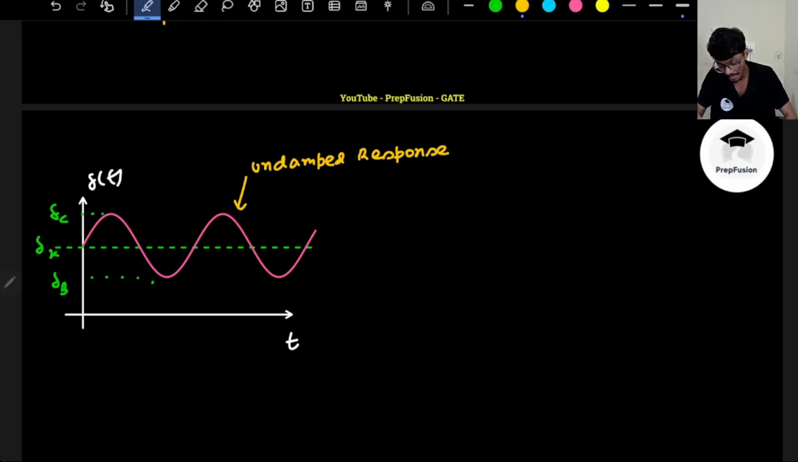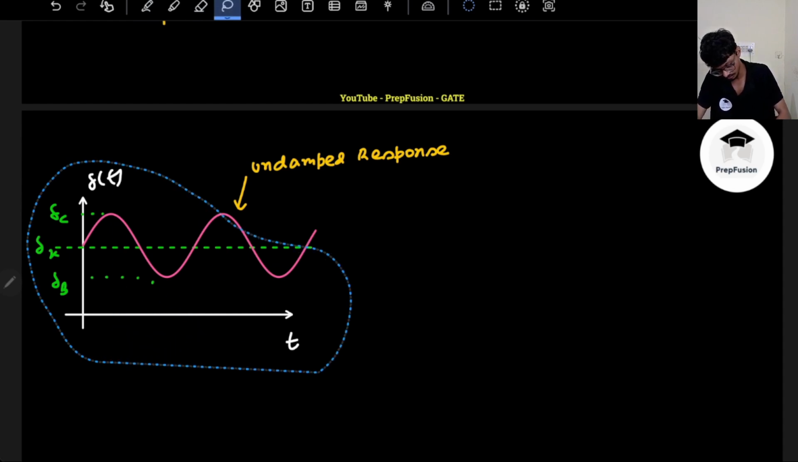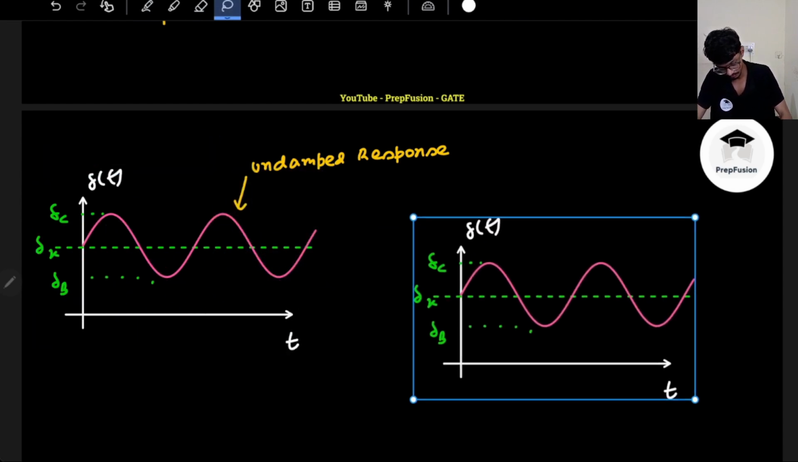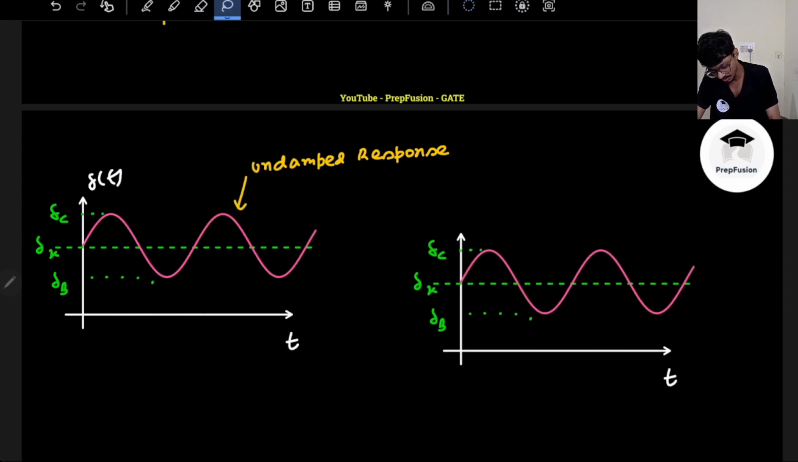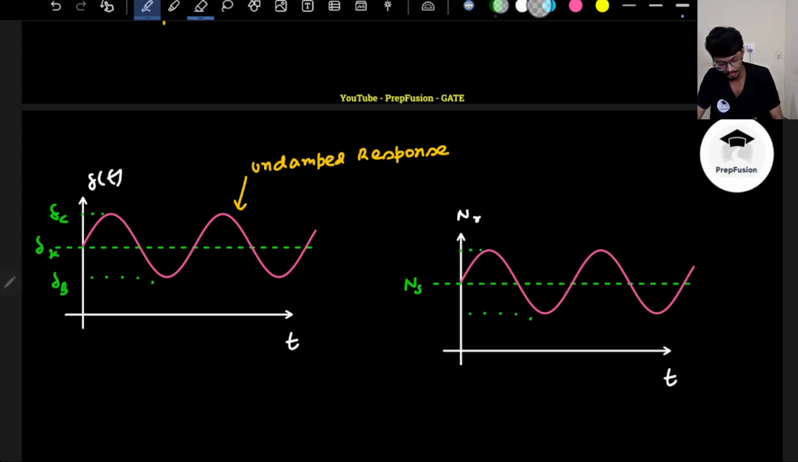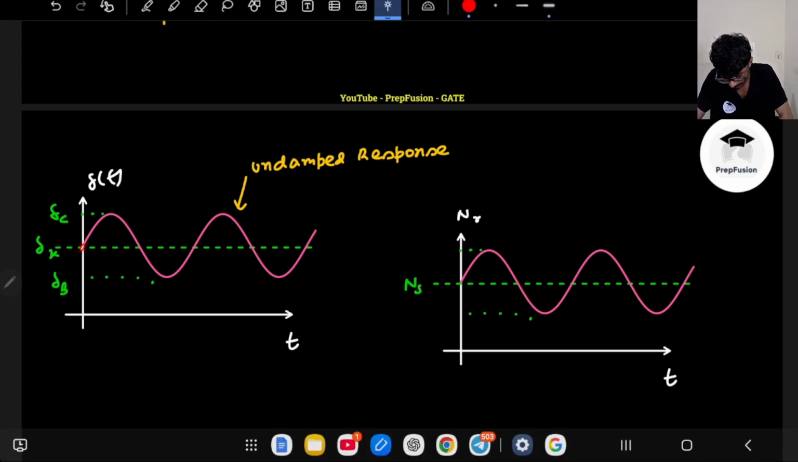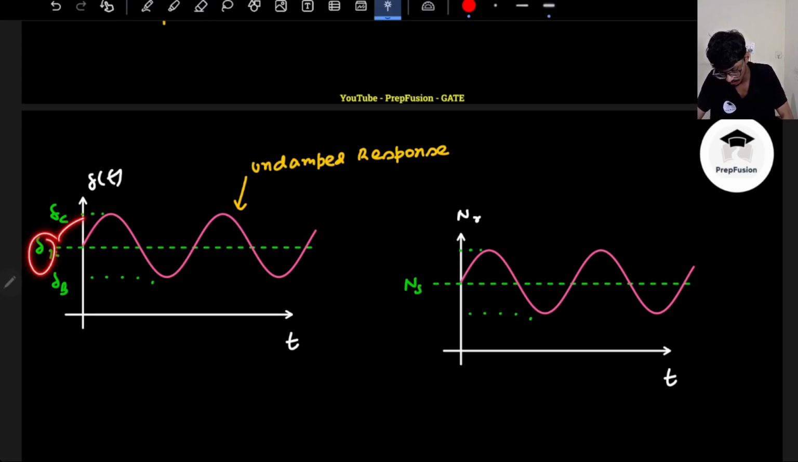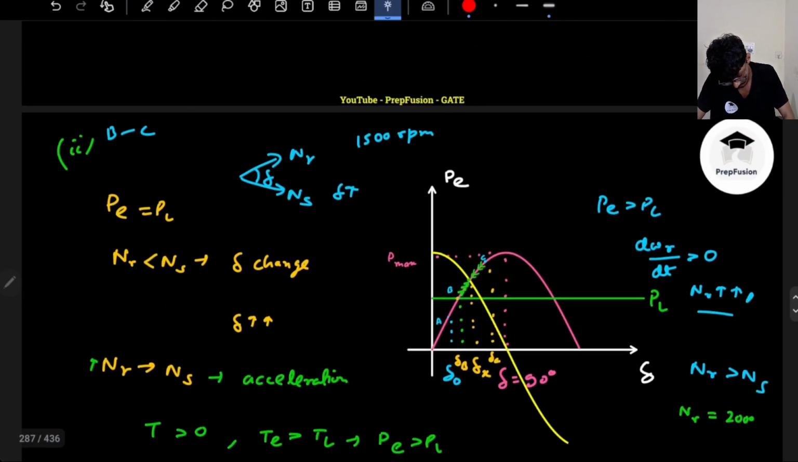Okay, so what is happening to NR speed in this same situation? NR, rotor speed. If you notice one thing, my NR speed will also oscillate between the speed and NS, right? When NR is equal to NS, there will be a lower point and there will be an upper point. When my angle is initially increasing, going from delta x to delta c, it will actually initially start from somewhere lower, from point A.